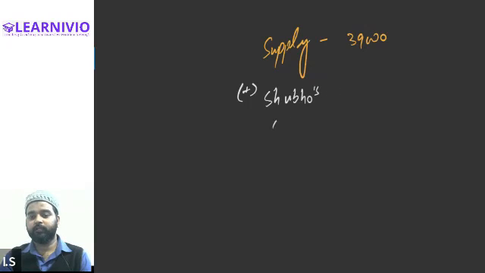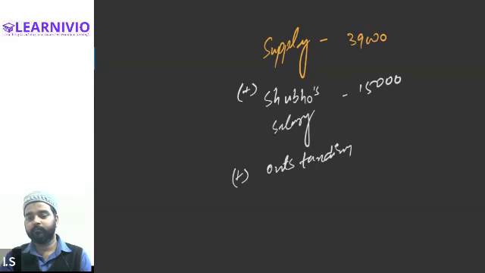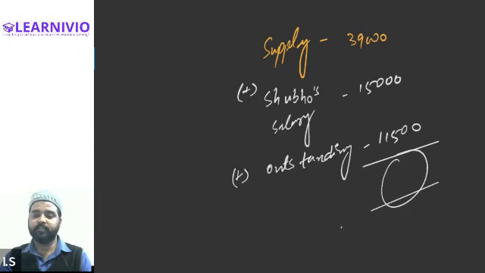Shubho's salary is 15,000 per annum. We will add 39,000, plus we have an outstanding salary as well of 11,500. So all of these will be added first of all, and whatever the amount that we will receive, we will enter it into the profit and loss account.